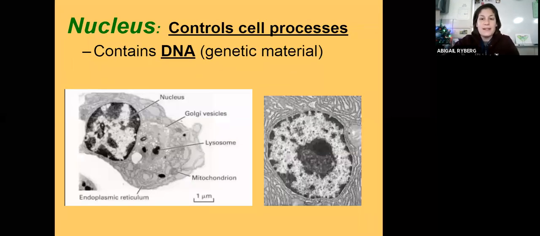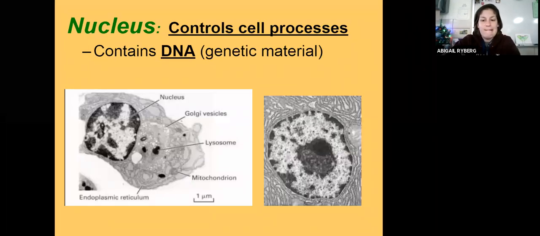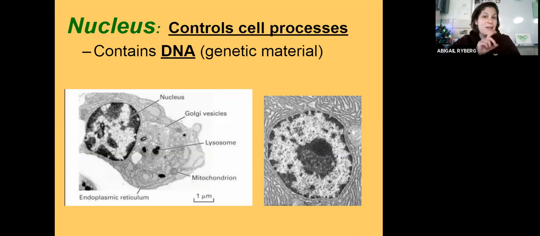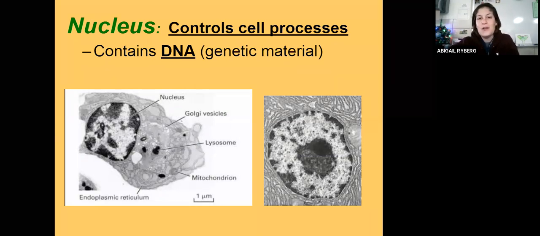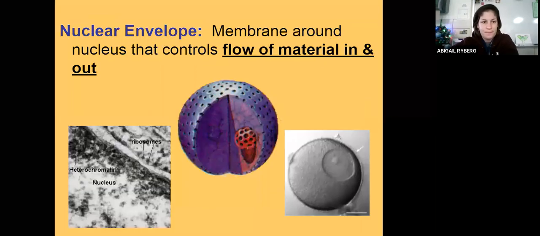The nucleus controls all the cellular processes. The nucleus is where our DNA is stored, our genetic information. Almost all the time, our DNA is stuck nice and secure inside our nucleus. But we will learn during the cell cycle times that the DNA actually can come out of the nucleus, but you'll see it's very rare.